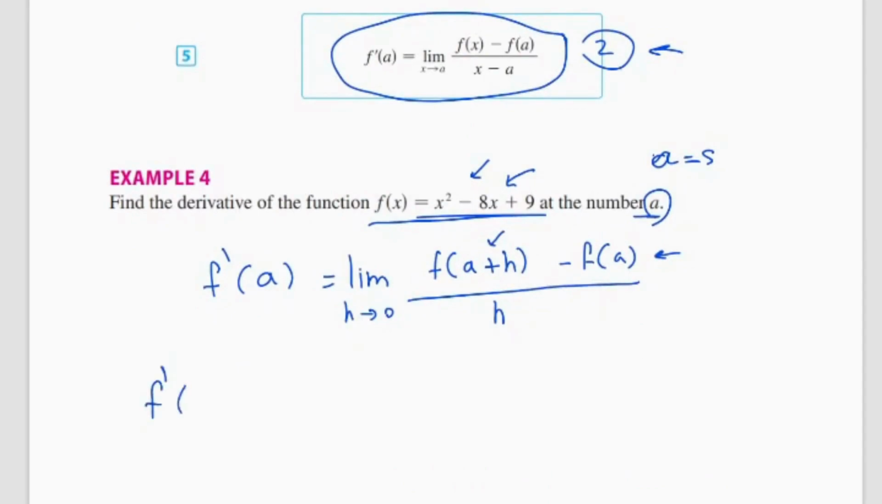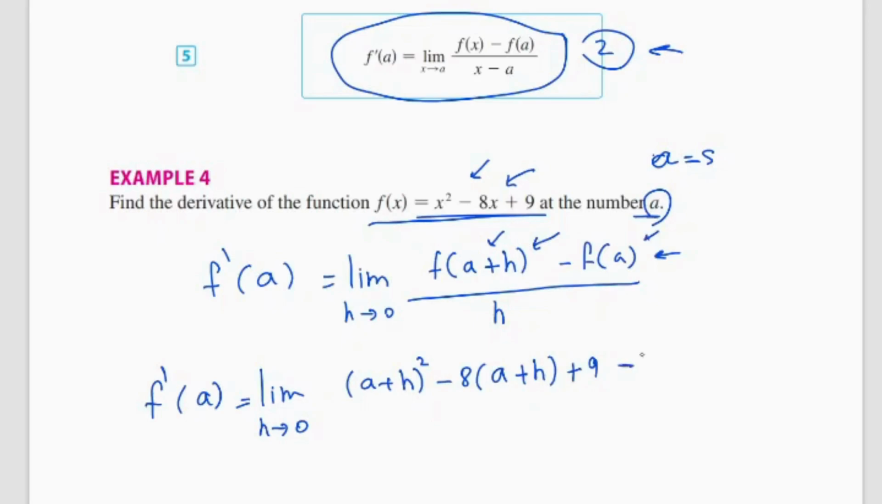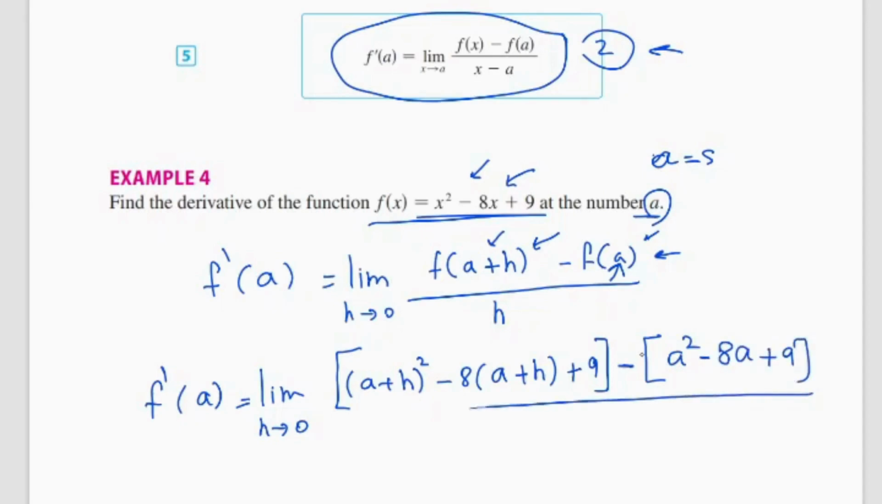So f prime of a will be equal to the limit when h goes to 0 of what? Of a plus h squared minus 8 times a plus h plus 9. This is the first part. About the second part, minus, this is the first part, minus the second part, which is equal to a squared. Instead of every x, I'm going to replace every x by a, and it will be a squared minus 8a plus 9, over what? Over h.